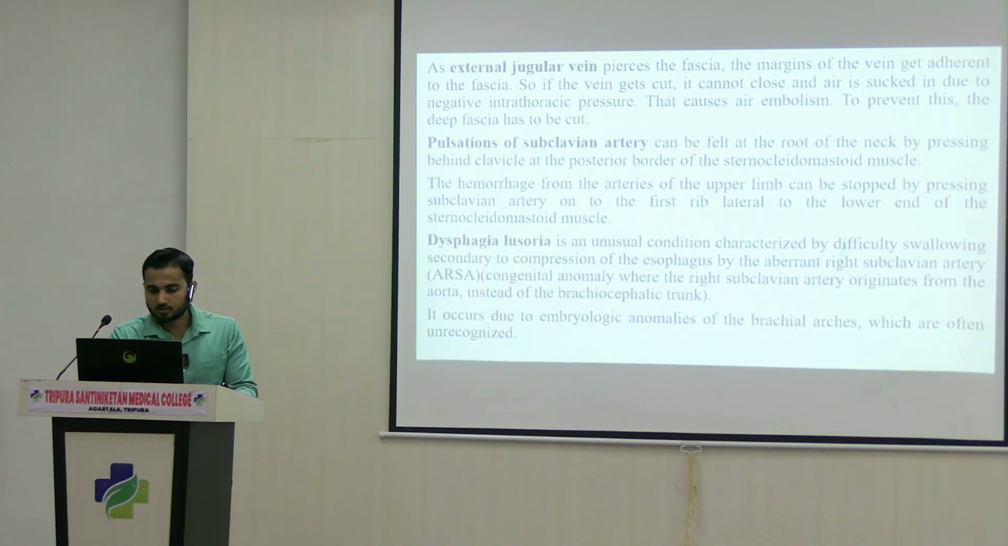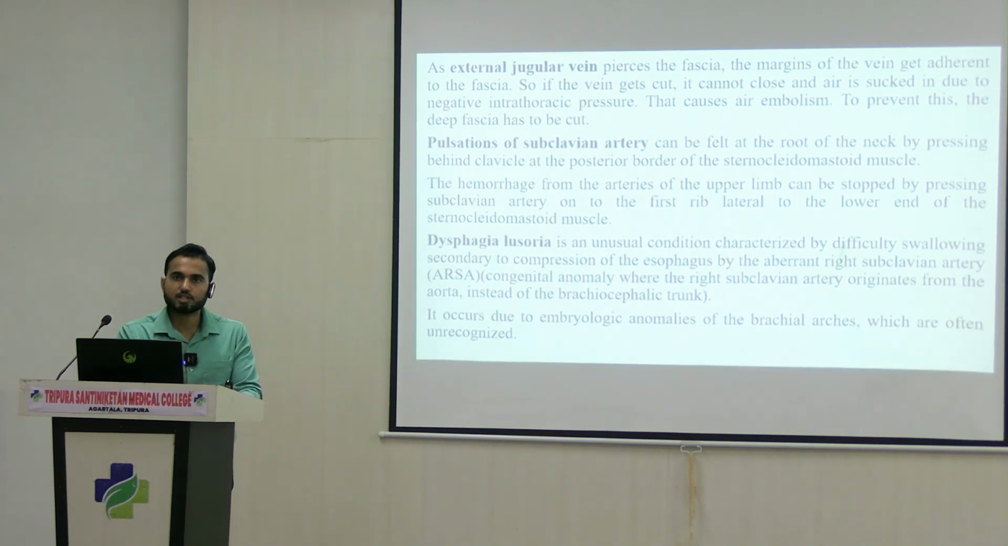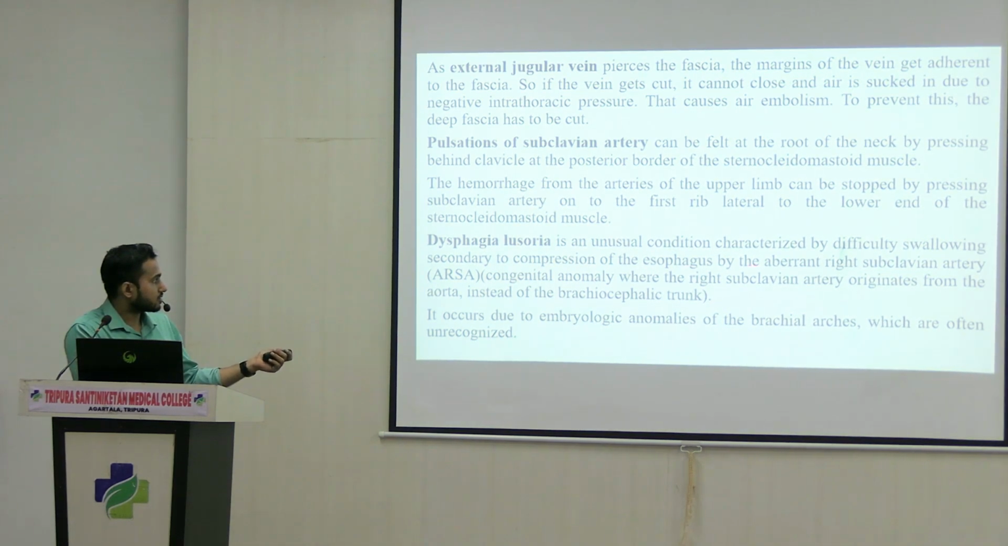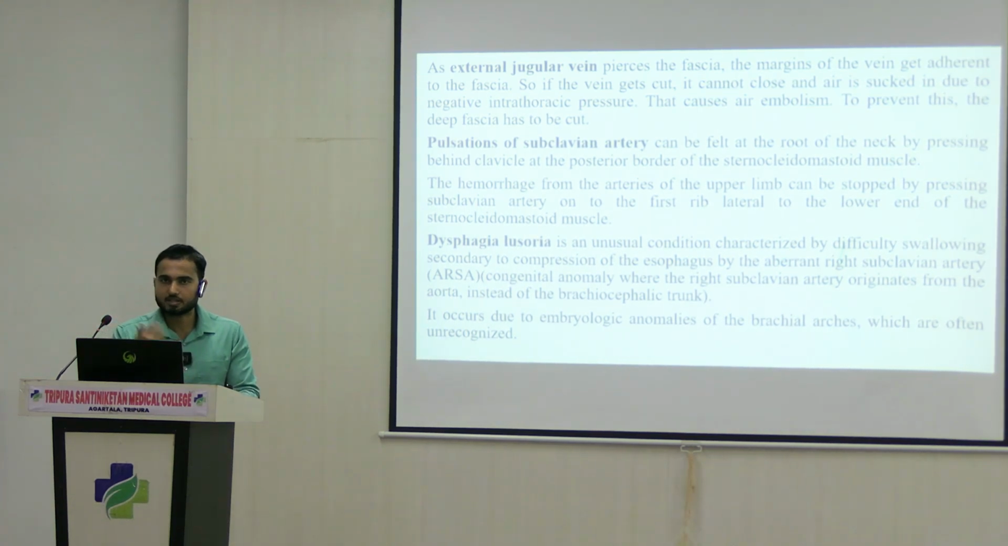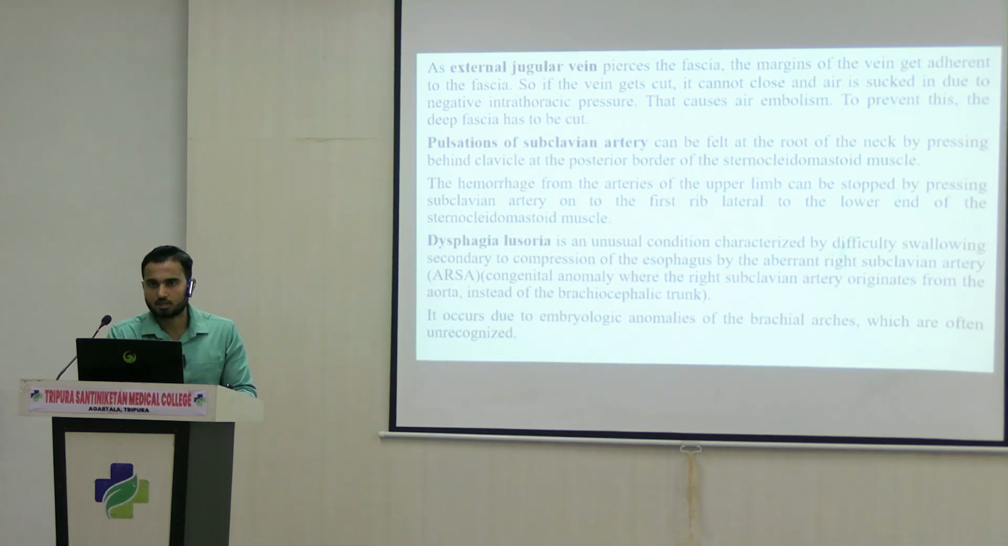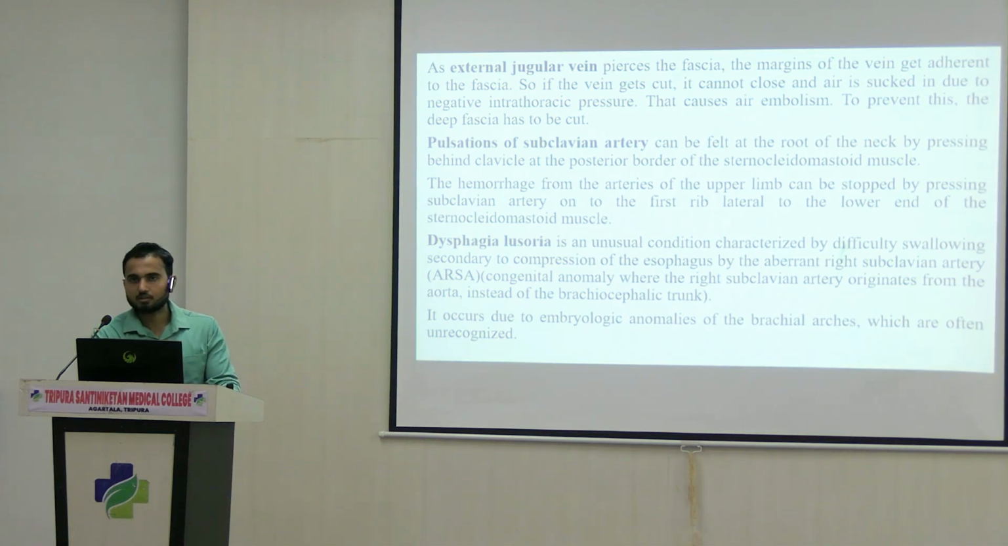It is an unusual condition where there will be difficulty in swallowing due to the compression of the esophagus. Now, why is the compression taking place? Because of an aberrant right subclavian artery, and it takes place on the right side only. What is the meaning of aberrant right subclavian artery? It is a congenital anomaly where the right subclavian artery arises from the arch of the aorta instead of the brachiocephalic trunk, mainly due to anomalies in the branchial arches. That's why this anomaly takes place. As a result, it will compress the esophagus, and then there will be difficulty in swallowing. That is called dysphagia lusoria.